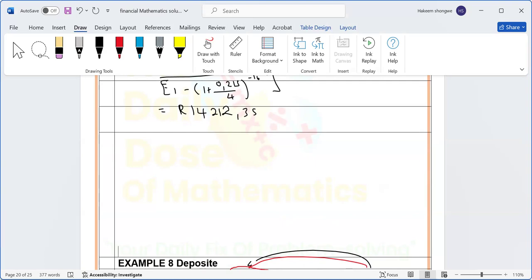Okay, we spoke about this. Present value, we don't have an immediate payment, but we have a deposit. So we are going to subtract it as a deposit. We are not going to be taking it as an immediate payment.